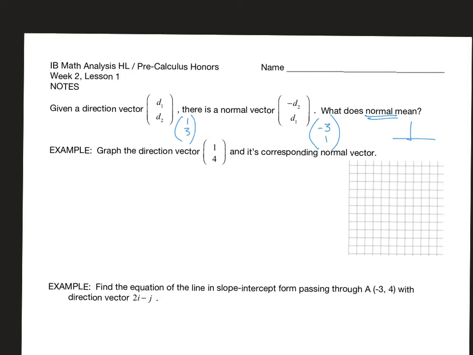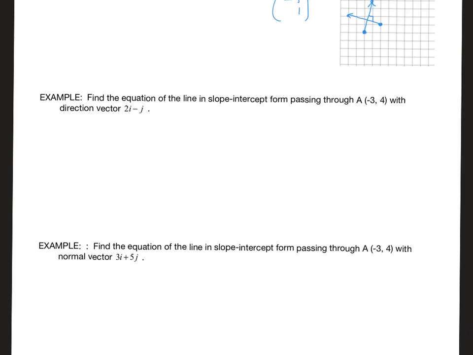So if I graph this direction vector, again, pick a starting point, go right 1 and up 1, 2, 3, 4. And its corresponding normal vector based on this definition would be -4, 1. So let me pick a point. This means I'm going to go left 4, 1, 2, 3, 4, and up 1. Then you can see that they are, in fact, perpendicular. Okay, perpendicular.